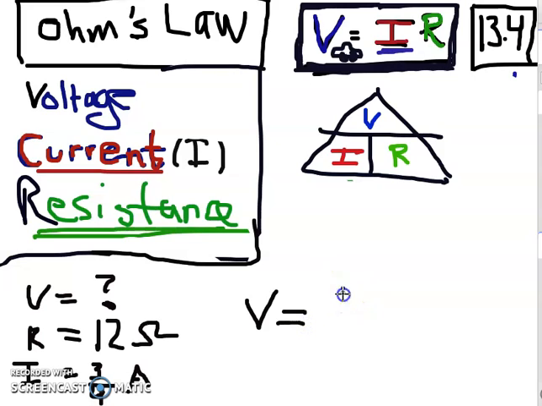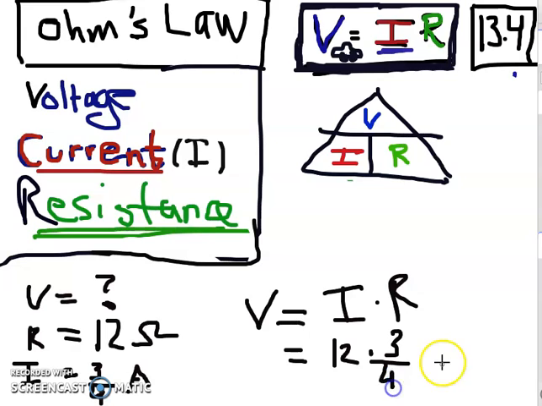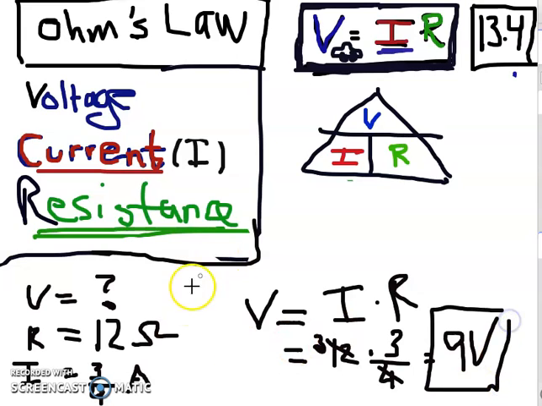So the voltage is equal to the current times the resistance, which in this case is 12 times 3/4. In other words, the 4 cancels. 1/4 of 12 is 3, and so we get 9. And the units for voltage is volts. So this is a 9-volt battery across 12 ohms of resistance, and there's 3/4 of an amp of current. So there we have another example.